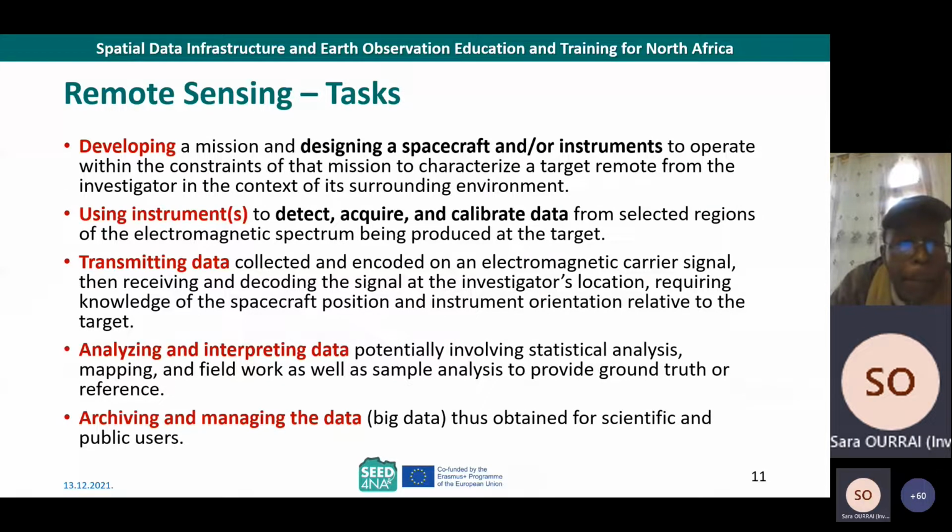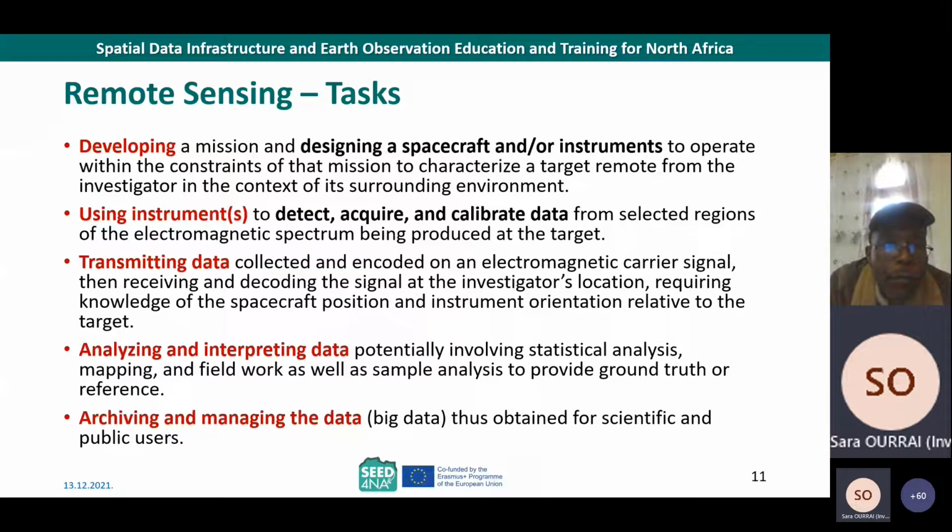So what is the task of remote sensing? It's developing a mission and designing spectral spacecraft and instruments, like I said before. It's the design of the platforms and the sensors to operate within the constraints of that mission and to characterize a target remote from the investigator. So some experts, electronic engineers and other people who deal with this kind of expertise, need to produce the means to get a picture for remote sensing.